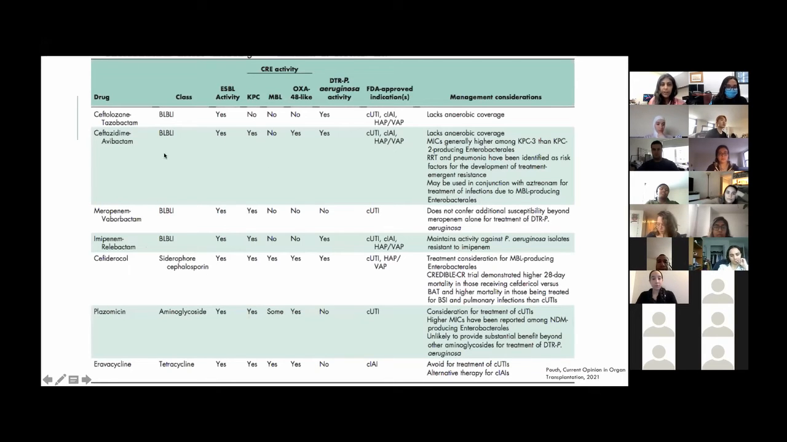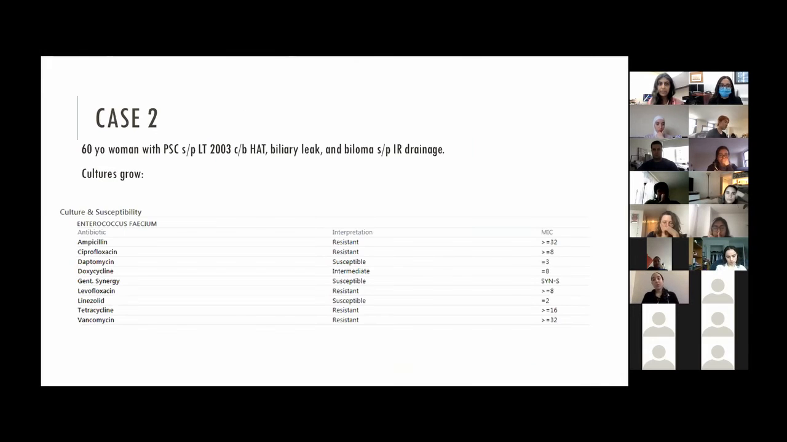So the good news is that we do have newer drugs available for these sort of multi-drug resistant infections that we often see after transplant. And we have to be both conservative and thinking about stewardship because we want to be able to use them appropriately in the right post-transplant setting if a patient does have infection with these organisms.